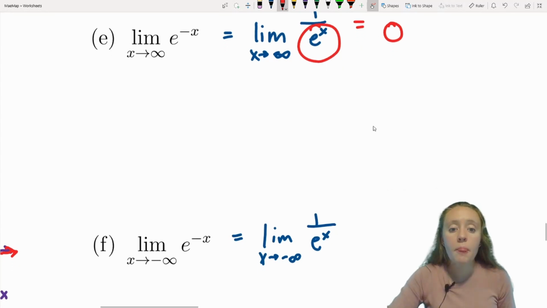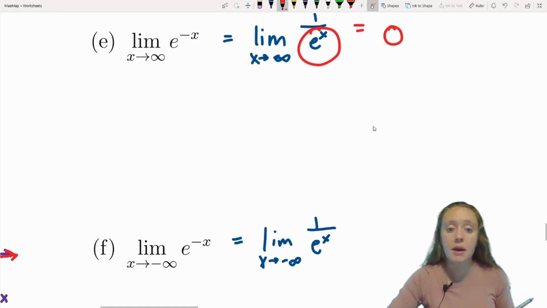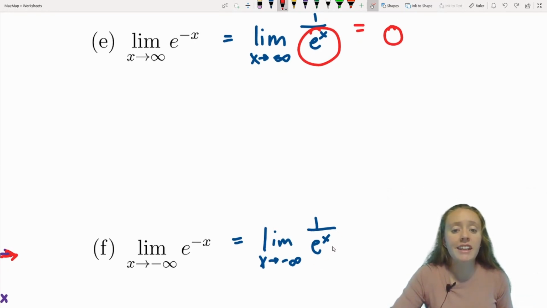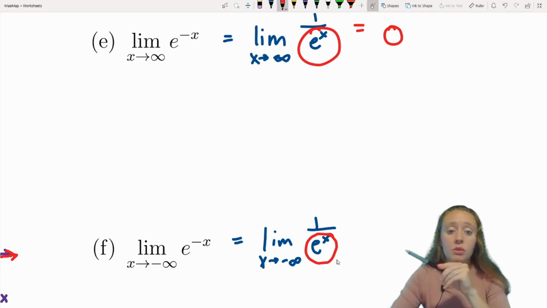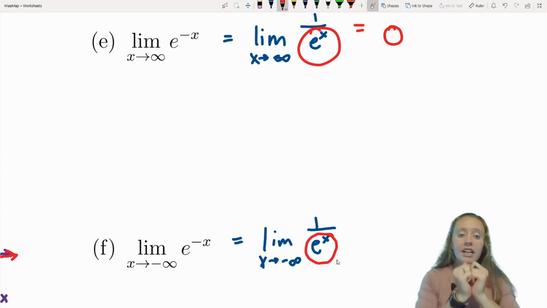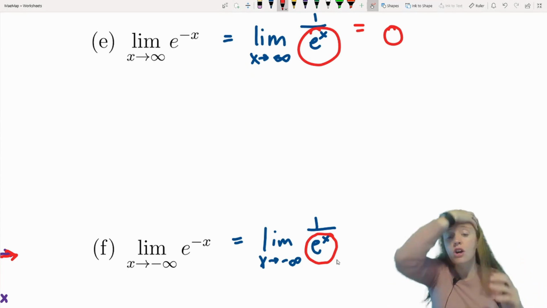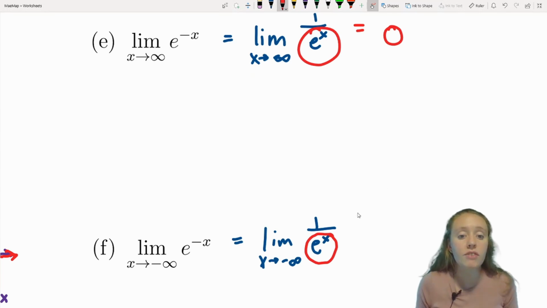Whereas below, we have the same fraction, except now we're going towards negative infinity. So for the limit of 1 over e to the x as x goes towards negative infinity, what happens to e to the x? Remember that graph? E to the x as x goes towards negative infinity goes towards 0. So because e to the x is getting smaller and smaller in our denominator, our overall fraction is getting larger and larger. So the limit of 1 over e to the x as x approaches negative infinity is infinity.